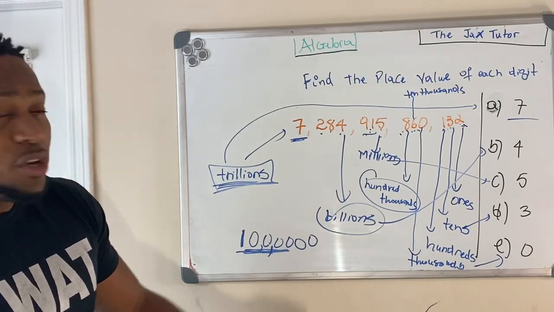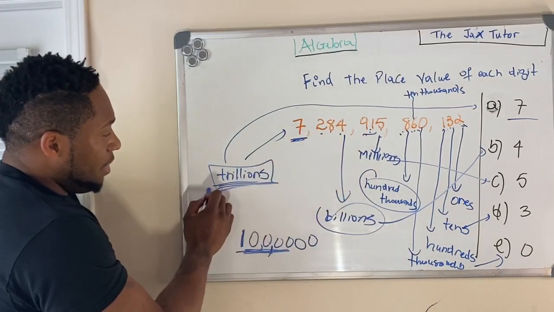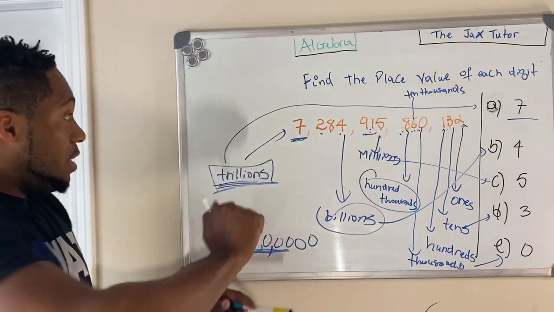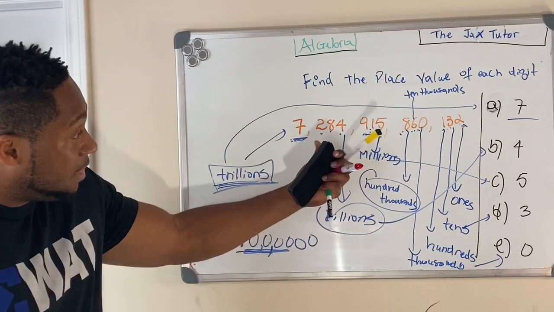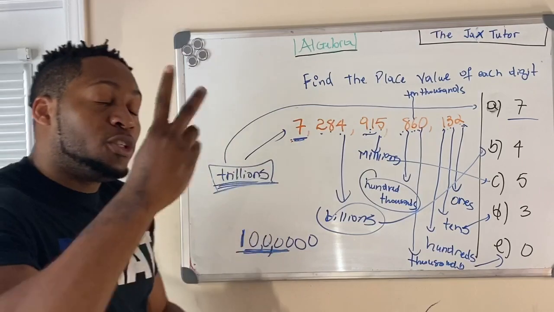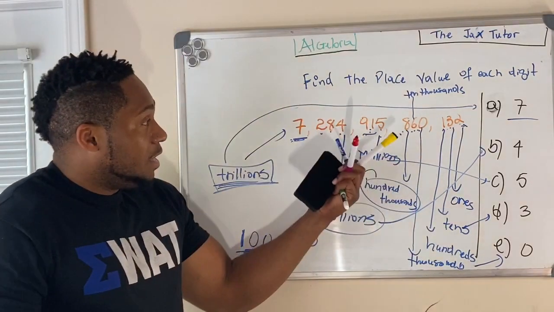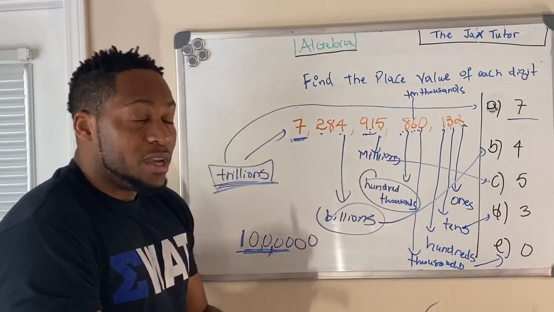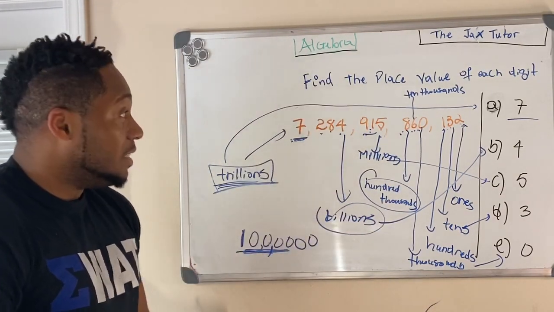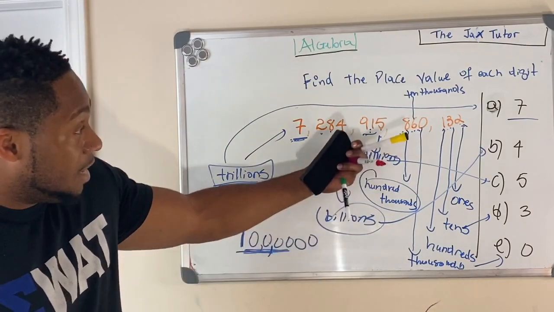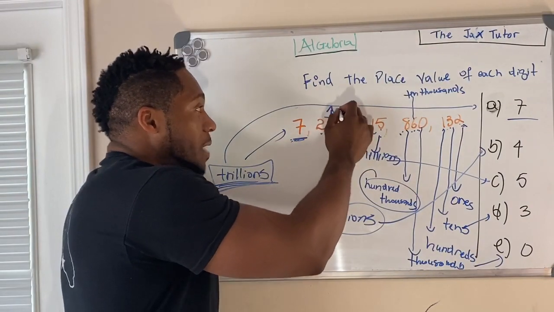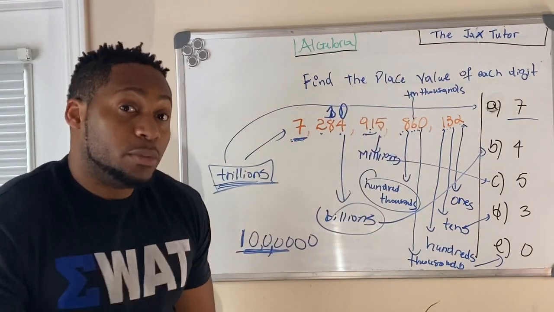When you read this number, you start at the trillions place value, where we have 7 of them, so it's 7 trillion. At the 100 billions place value, we have 2 of them, 200 billion. At the 10 billions place value, we have 8 of them, so 8 times 10 billion is 80 billion. At the billions place value, we have 4 of them, so that would be 4 billion.